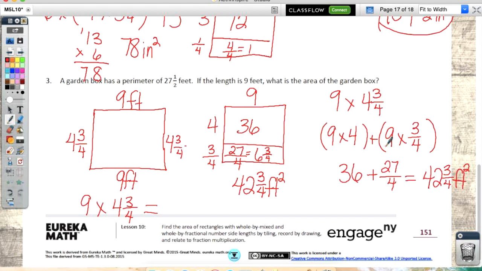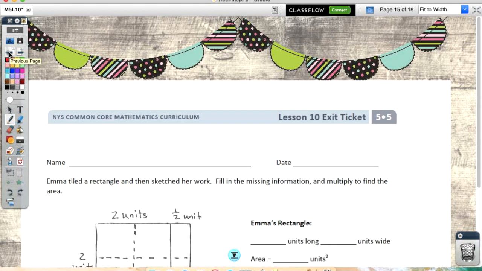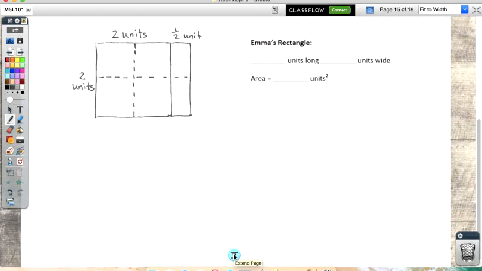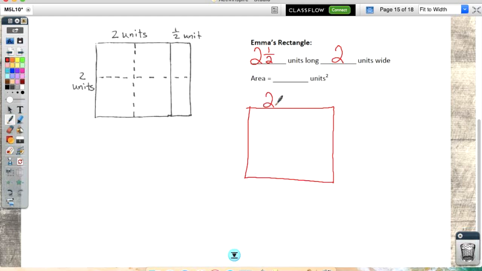All right, good job. Let's take a look at the exit ticket. Okay, so this is pretty simple. All you have to do is draw an area model and solve it. Should we do it both ways? No. Just one way. So I've got 2.5 times 2. That should be pretty simple. Bring it to me when you're done.